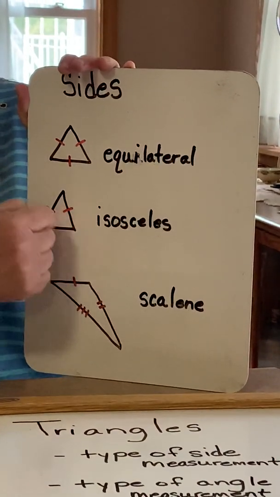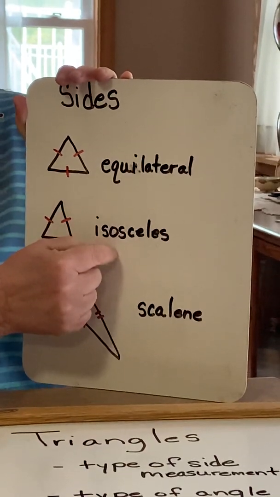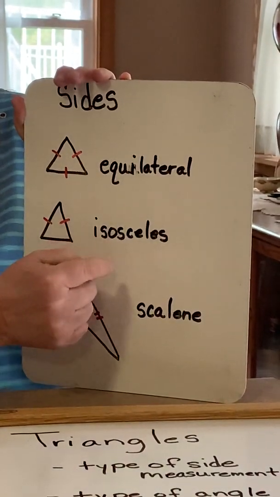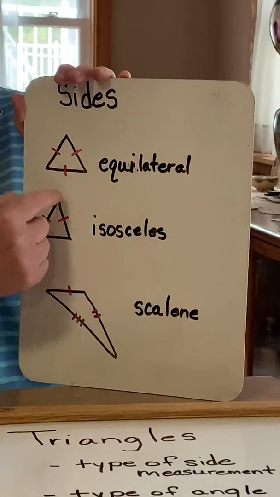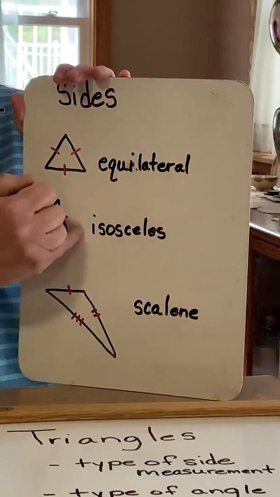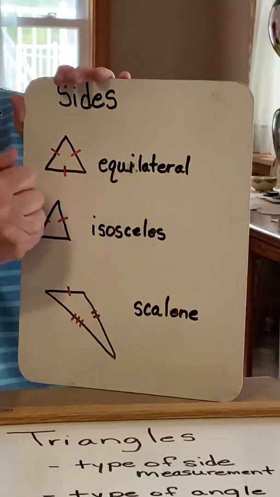If you have a triangle and it shows you that only 2 of the sides are the same, it is an isosceles. So an isosceles will have 2 sides the same. That's why the line is right there.